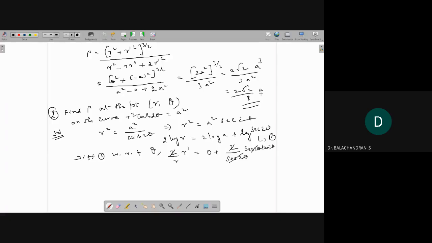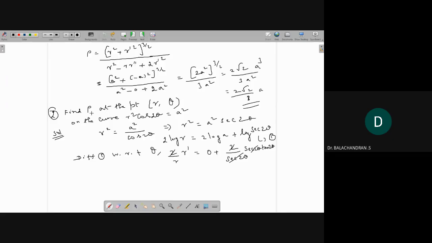Okay, now I will give some other practice problems on radius of curvature in polar form. So you can try to solve them. The first problem is from the book. Even you can try the example.